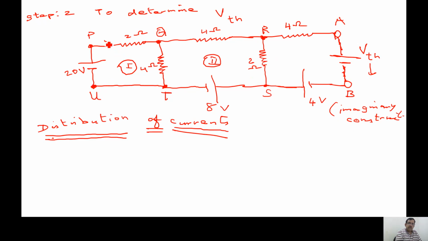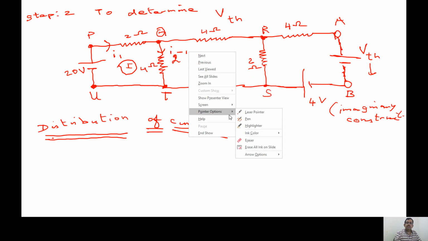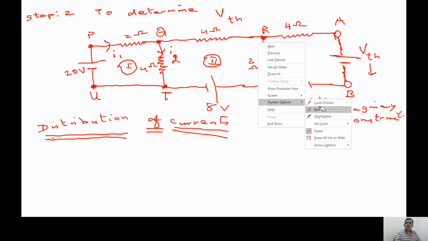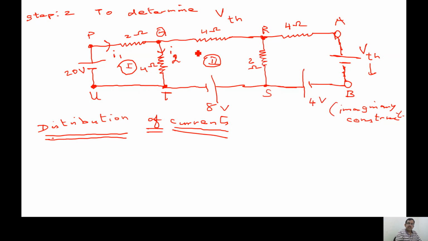And then let us say I start from P and I say this is I1. If I take this as I2, then it depends. You can take anything you want as long as you are consistent. So I'm going to take that as I2. In which case the current flowing here obviously will be I1 minus I2 by Kirchhoff's current law. So I1 minus I2 flows through here.